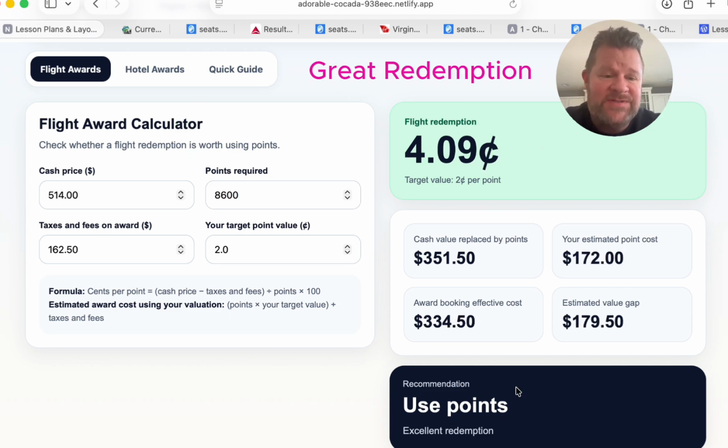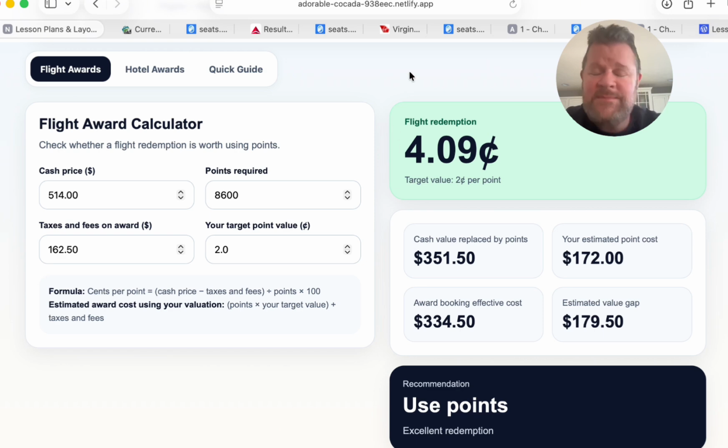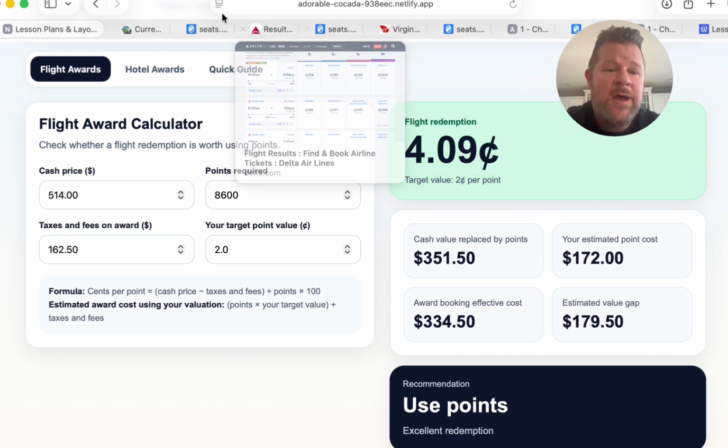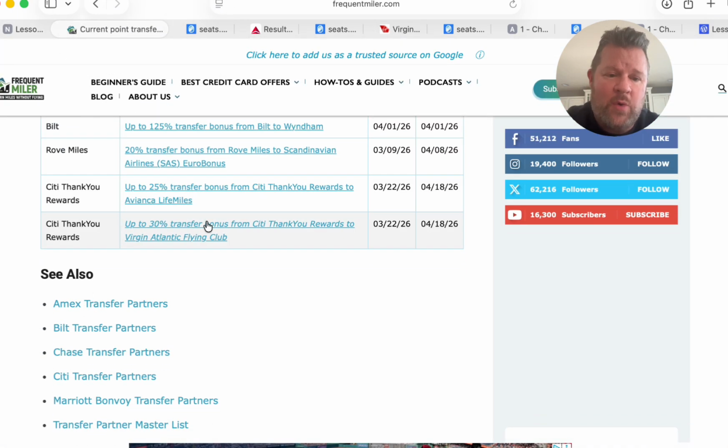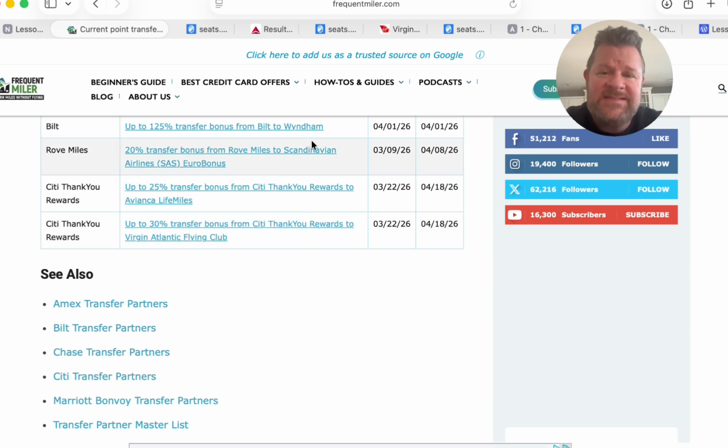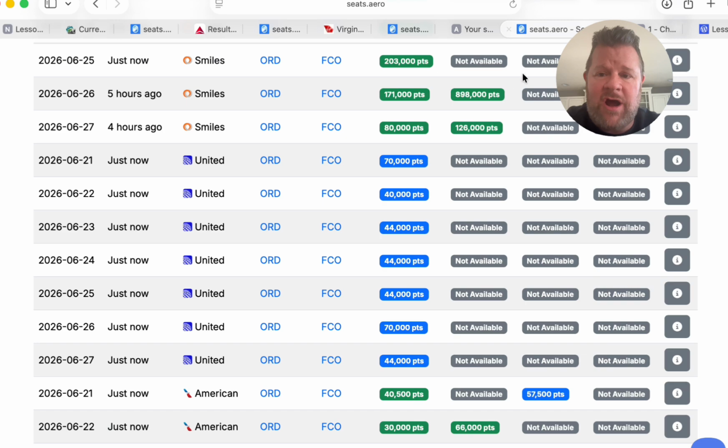Again, probably use your points. This is a really good redemption if you have them available. Citi's one of them, so is Capital One, so is Chase. Virtually everybody transfers out to Virgin. But you can see how beneficial it is to be aware of these transfer bonuses, because right now you're killing it, right? You're doing a really good job with all of these redemption offers that are up.